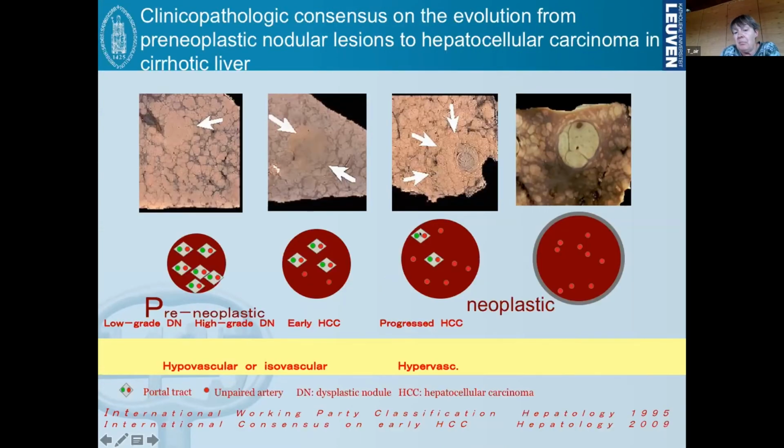We still have maybe a couple of portal tracts, but newly formed arteries. You see the arterialization of the lesion becomes more and more clear. So from a hypovascular or isovascular lesion, we progress into hypervascular lesions on radiology. And that's a sequence that we can see in the microscope, but also in imaging.